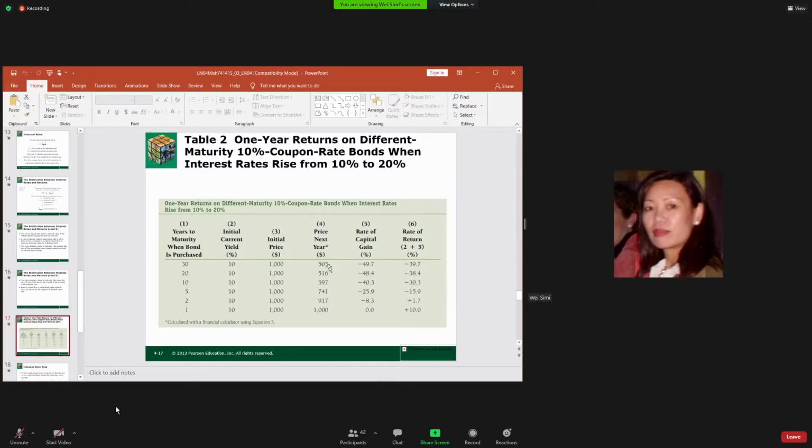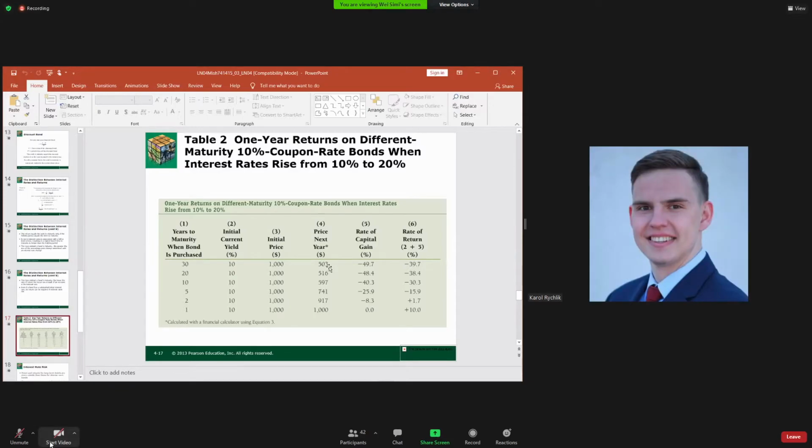So based on what you just input, 29 is the period, N, because 1 year passed, so only 29 years left. 100 is the payment. Interest rate is 20 because it already increased from 10% to 20%. Future value is 1,000, and push the button for present value. Did you get 503? Yes, 502. Good, very good.